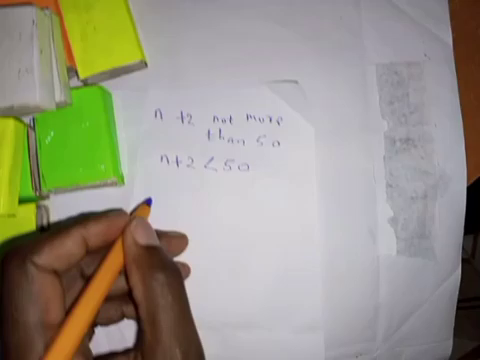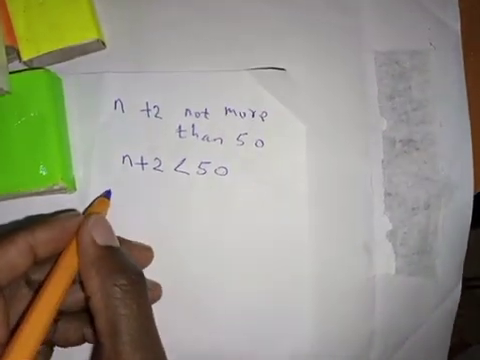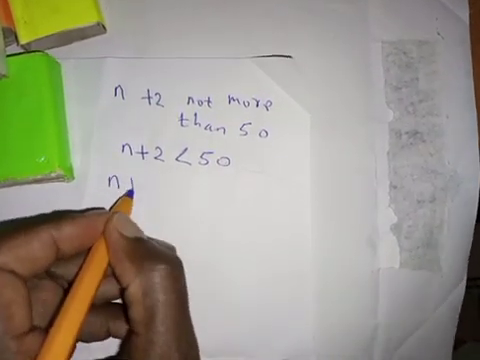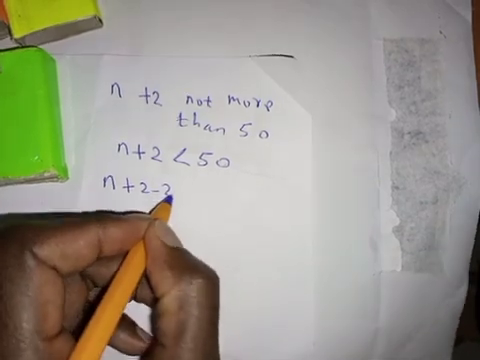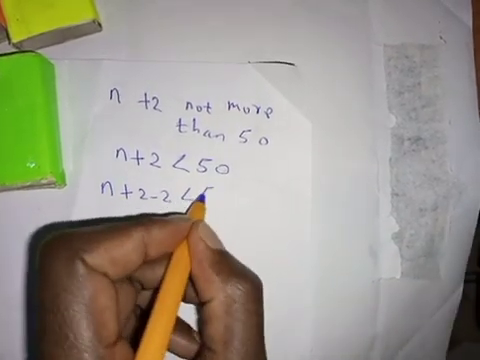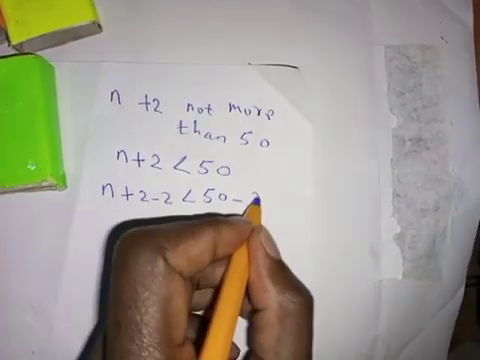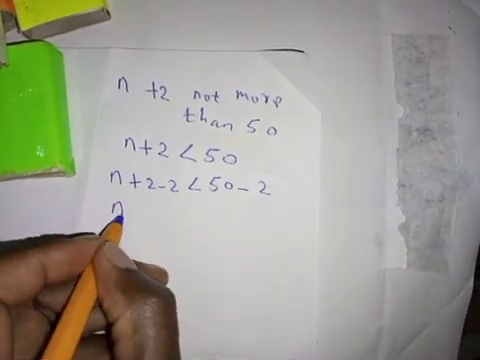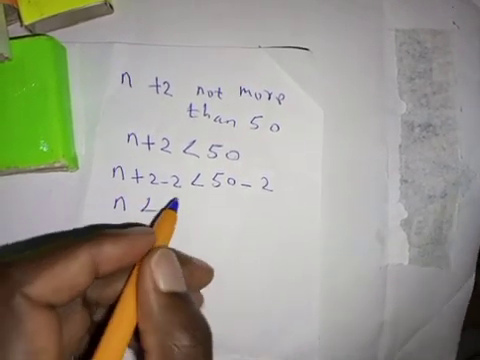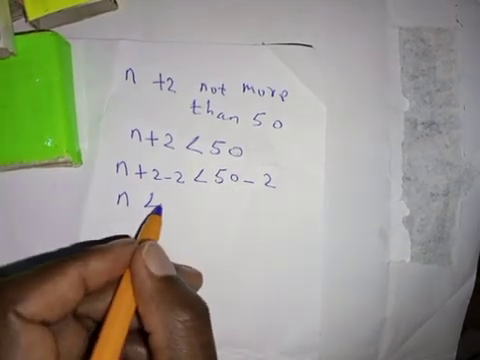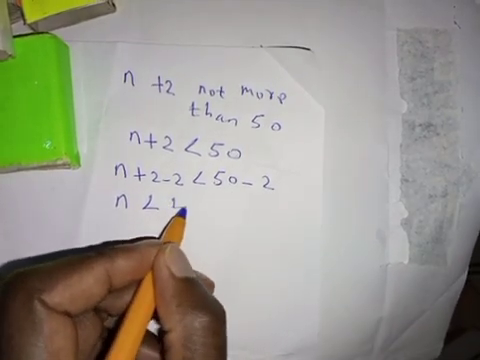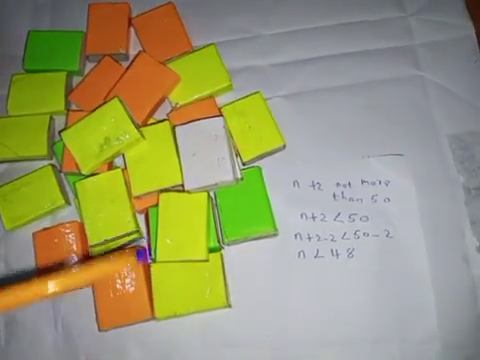So at this level, we can subtract 2 on both sides. So you have n plus 2 minus 2 less than 50 minus 2. So n is less than 50 minus 2, you don't get 0. 50 minus 2 is 48. So learners, that is how you can use this information and the available materials to learn algebra about linear inequality.